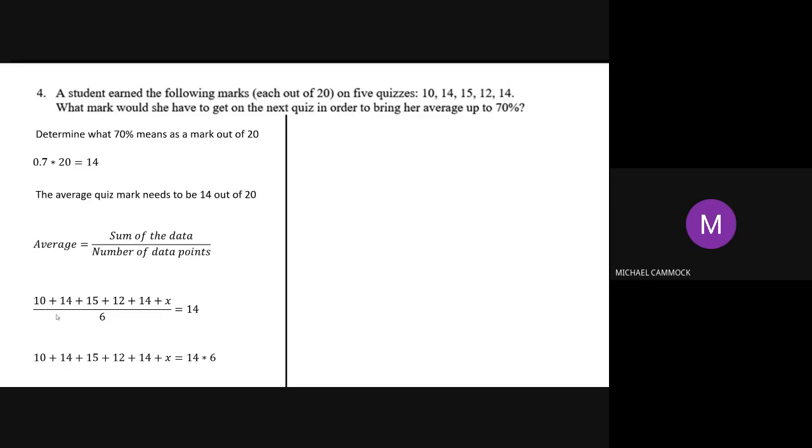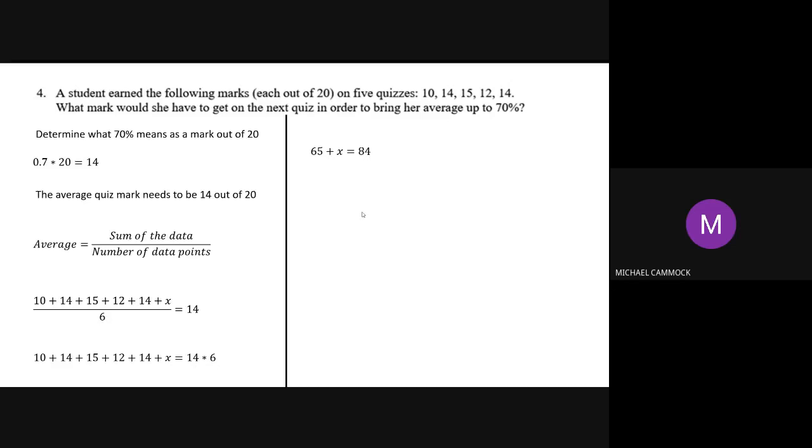Okay. So the next thing we should probably do is add up all of these numbers here and multiply these 2 numbers over here. So my next line says that this plus this plus this plus this is 65, right? That's adding the 10, the 14, the 15, the 12, the 14. So that plus the x is equal to whatever 14 times 6 is, which turns out to be 84.